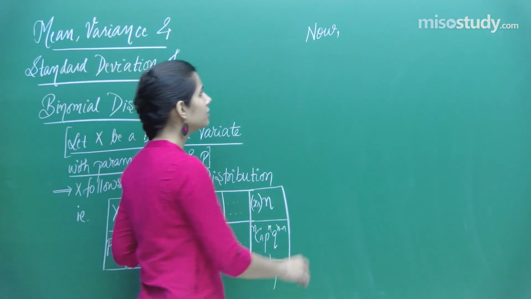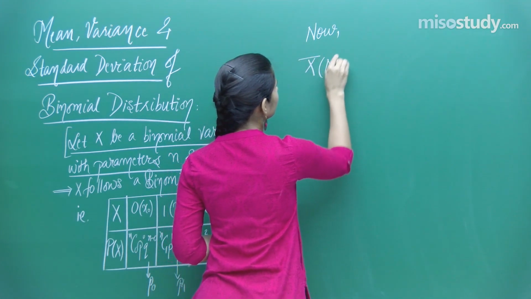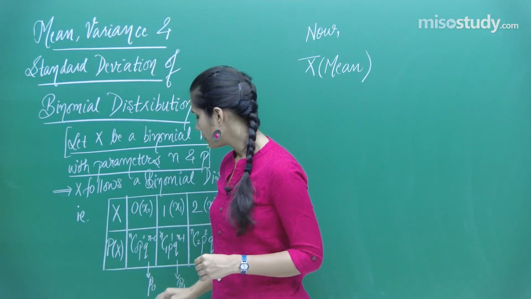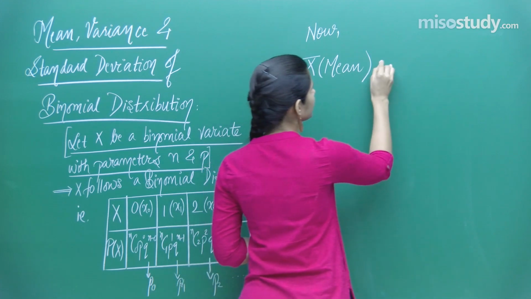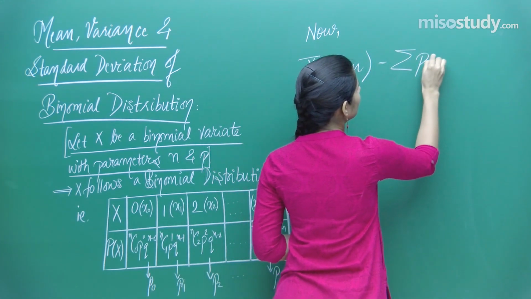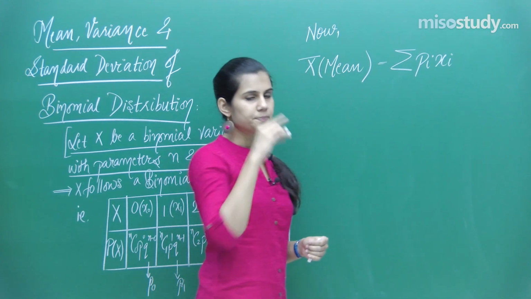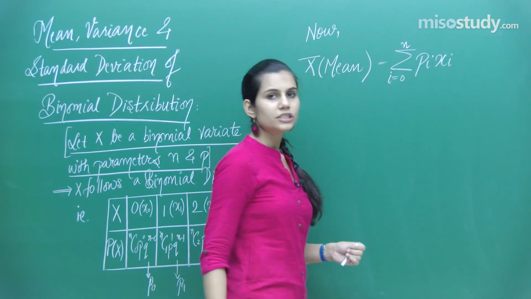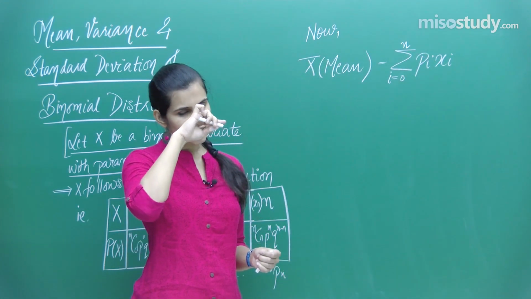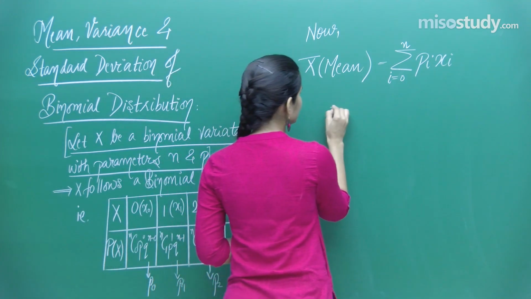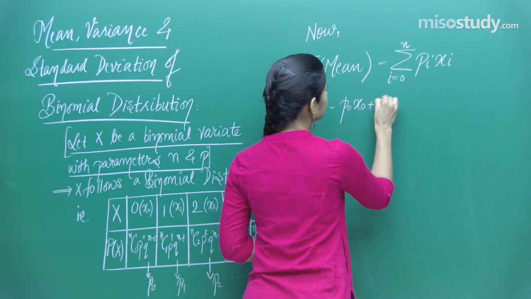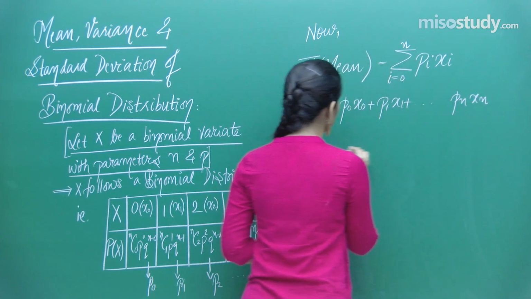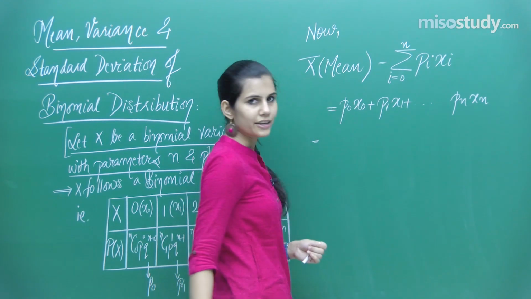So if I consider this as the probability distribution corresponding to the random variable capital X, that is true, not a wrong statement. So what is the mean of that random variable capital X, or the mean of this probability distribution? We have already done this. This is equal to summation pi xi. Here i is varying from 0 to n. P0 into x0 plus P1 into x1 plus P2 into x2 and so on till Pn into xn. This is equal to this. Right.